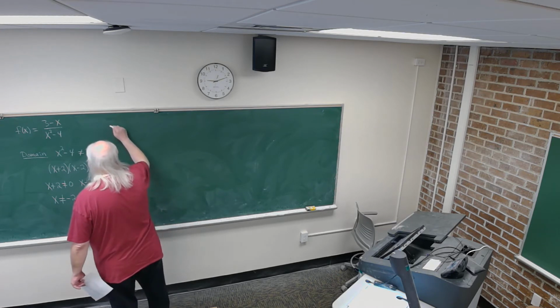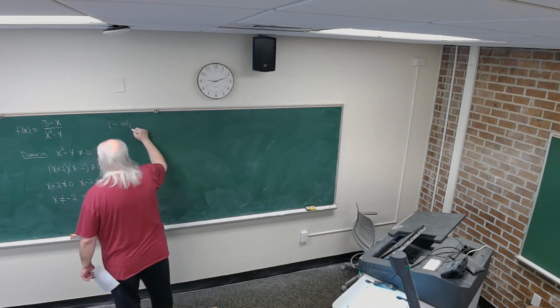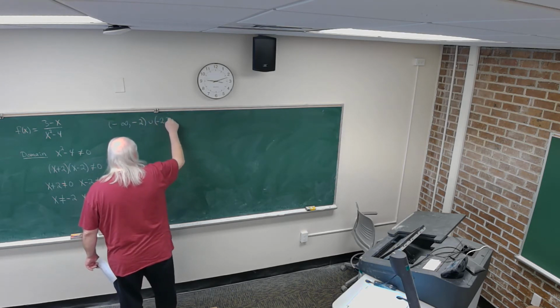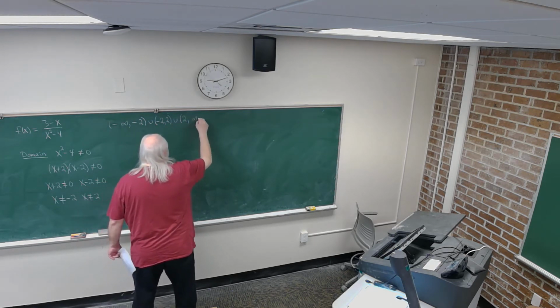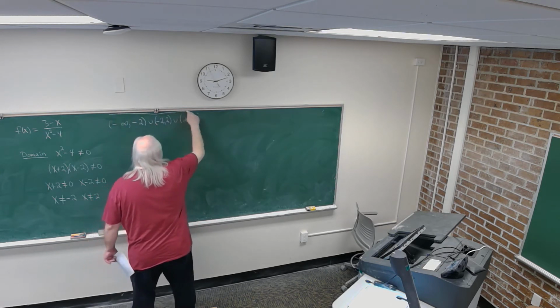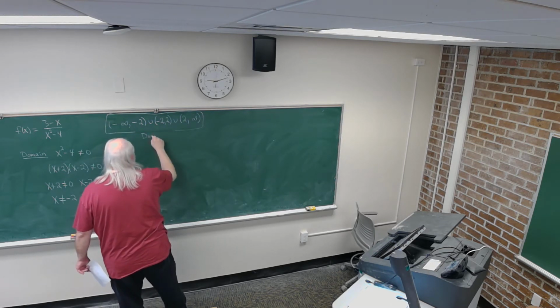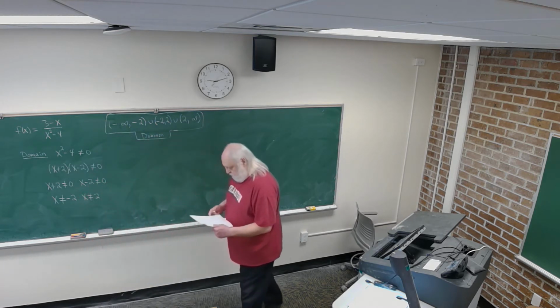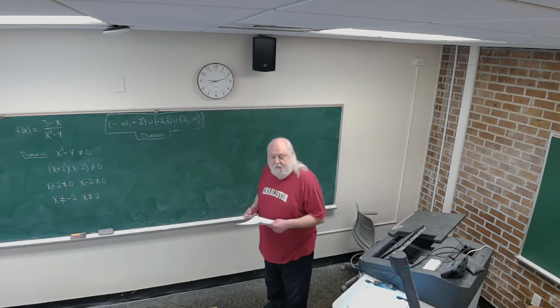So in interval notation, the domain is from minus infinity to minus 2, union minus 2 to 2, union 2 to infinity. That is the domain in interval notation. All real numbers except for minus 2 and 2.